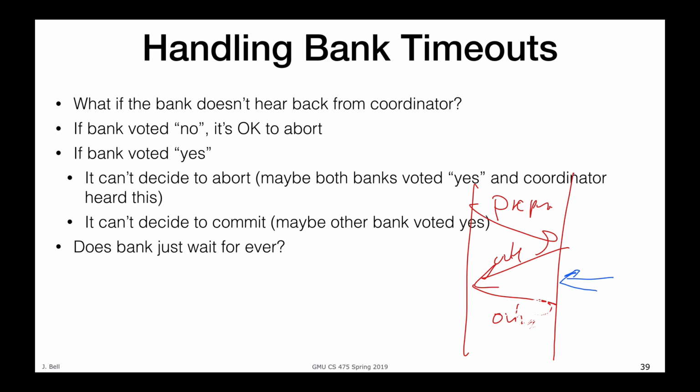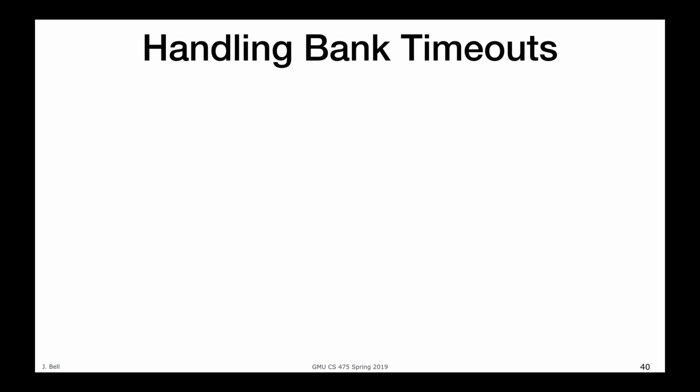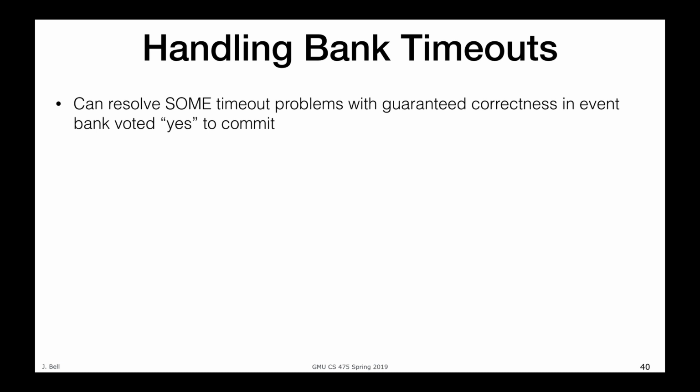So do we have to make the bank wait indefinitely to find out what the outcome is? This might be unattractive if we don't guarantee that the protocol will eventually complete within some reasonable timeout. So there are some of these timeout problems we saw that we can solve with this guaranteed correctness, like if one bank voted no, but there also maybe are some corner cases where it'll work if a bank voted yes.